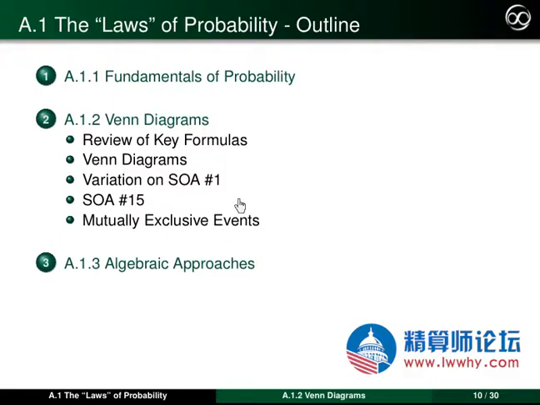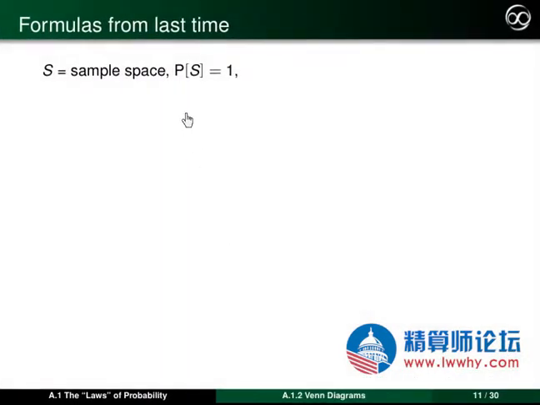So I'll look at a couple of old exam problems, then address some more complicated cases that could lead to some more complicated problems. And so first, what did we do last time? We began with talking about a sample space S. In the probability of the sample space, we're guaranteed an event that the sample space would occur, so probability of the sample space is 1. The empty set will never occur, so probability of the empty set is 0.